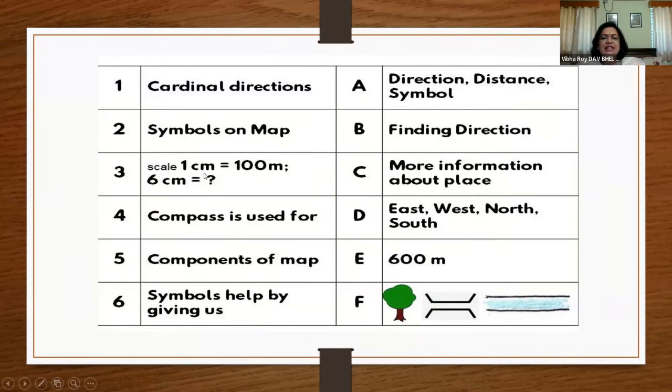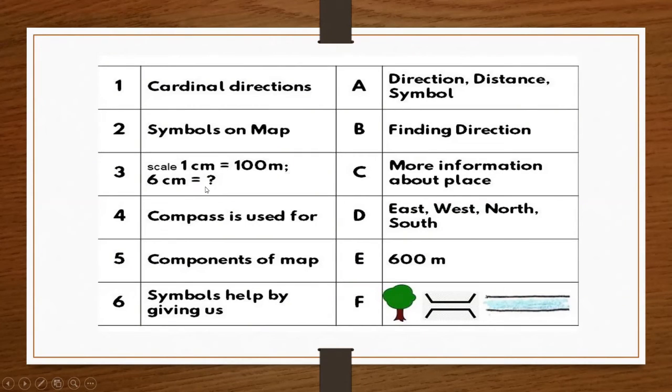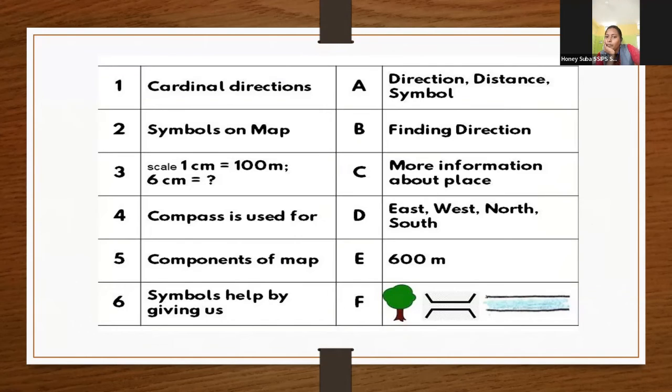Same. 1 centimeter equal to 100 meters. E. Third one, 3E. 6 centimeters equals 600 meters. Correct. Next, 4A. Components of a map. 4B. Finding direction. Distance, finding direction, option B. Fifth one, option A. The 3 components of a map.